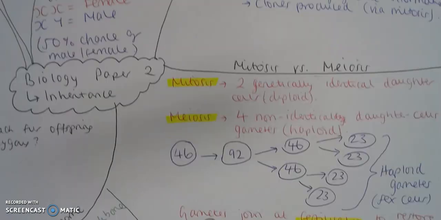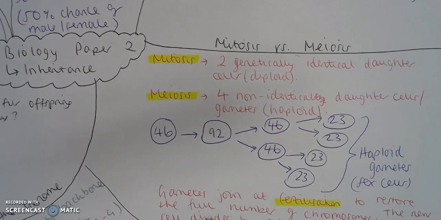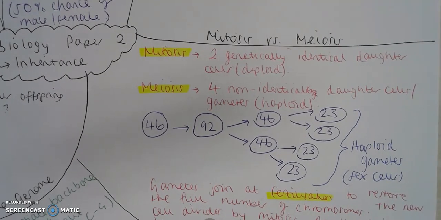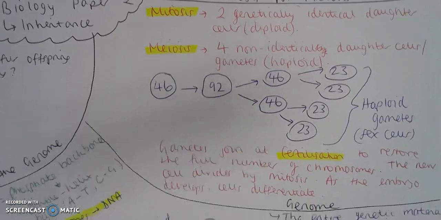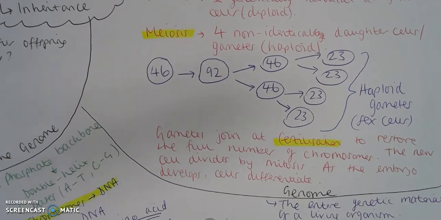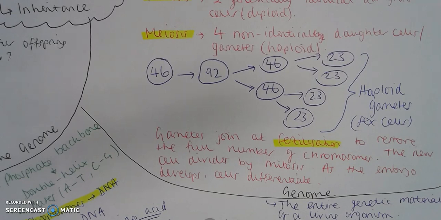Just as a bit of a recap, because we need to be aware of both of them still, mitosis versus meiosis. With mitosis, we've got two genetically identical daughter cells being produced, and those daughter cells are diploid because they've got the same number of chromosomes as the parent cell. In meiosis, we've got 4 non-identical daughter cells being produced, and those cells are going to be the gametes, which are the sex cells. During the way in which they're produced, the number of chromosomes is halved, so we can call them haploid. So 4 non-identical haploid cells are produced.